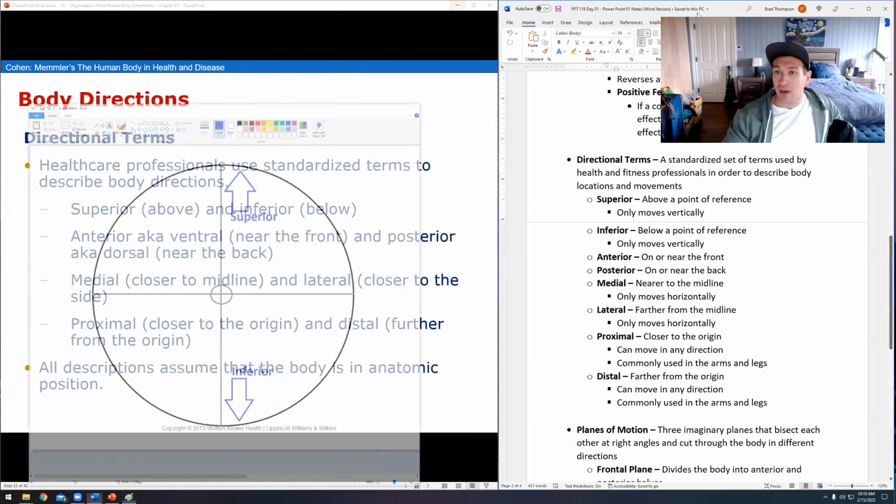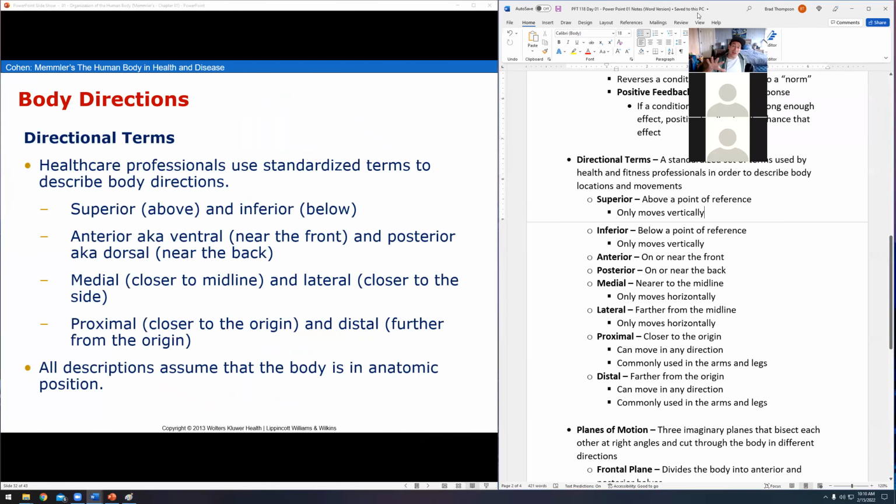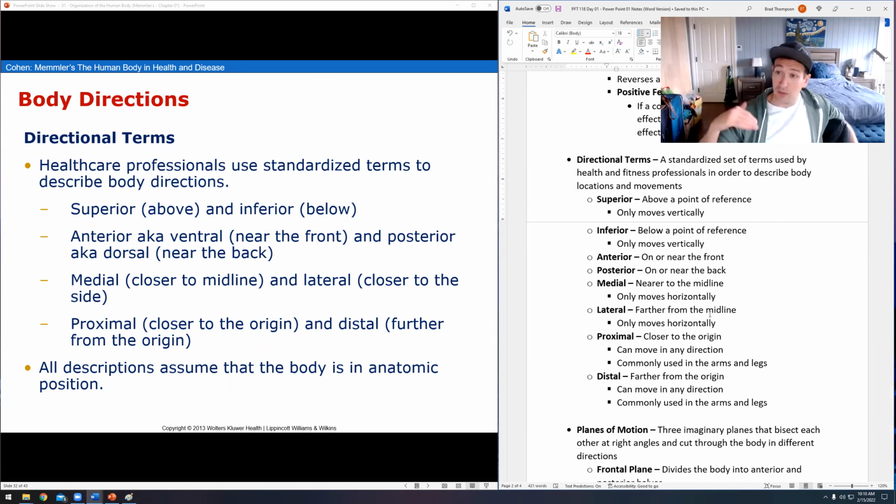Guys, by the way, if you are trying to memorize this stuff, it is way easier to memorize them like light and dark, up and down, left and right. Memorize the opposites. That makes this way easier. So superior's opposite is inferior. Superior is above, inferior is below, and that only moves vertically, up and down. I'm going to come back to anterior and posterior in just a minute.